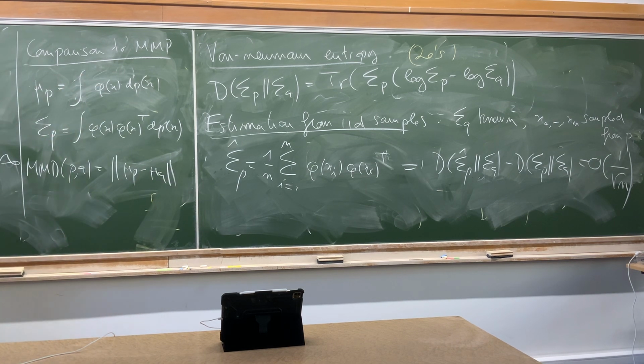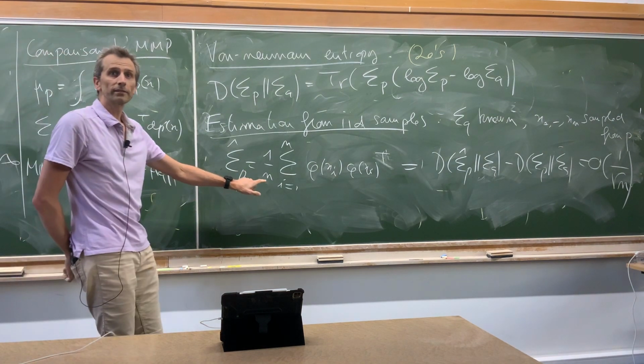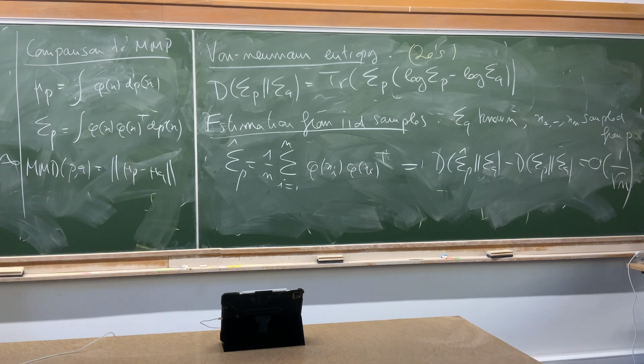And essentially, all the properties I've described so far for this new kernel entropy are shared by MMD. Totally convex in p and q, this is still true. Zero if and only if p equals q, this is true as well if you're universal. You can estimate at 1 over root n. So all the properties are the same. So you may think, why bother looking at something different?